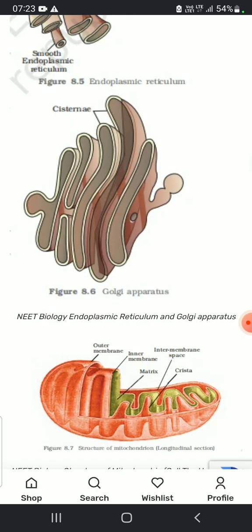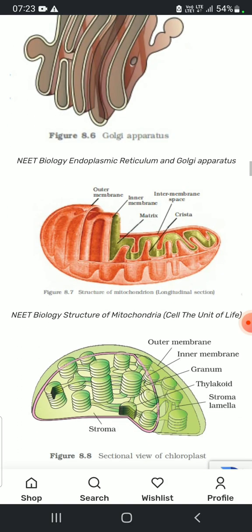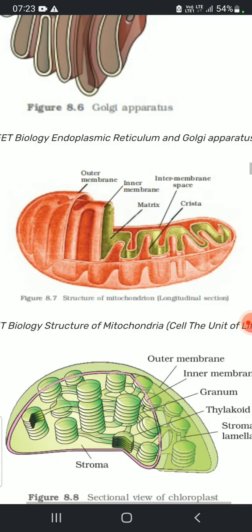Next, this is important. So it is Golgi apparatus. Cisternae is seen in Golgi apparatus and cristae is seen in mitochondria. Next diagram is of mitochondria. We can see the outer membrane, then inner membrane, then matrix, fluid filled matrix, then inner membrane space. Then we have crista, foldings are called crista.